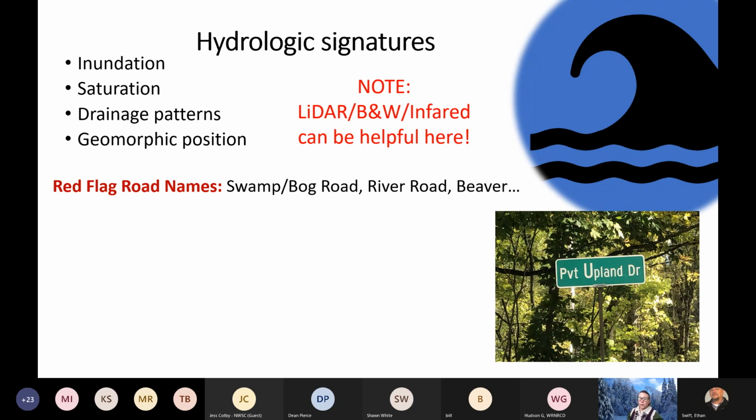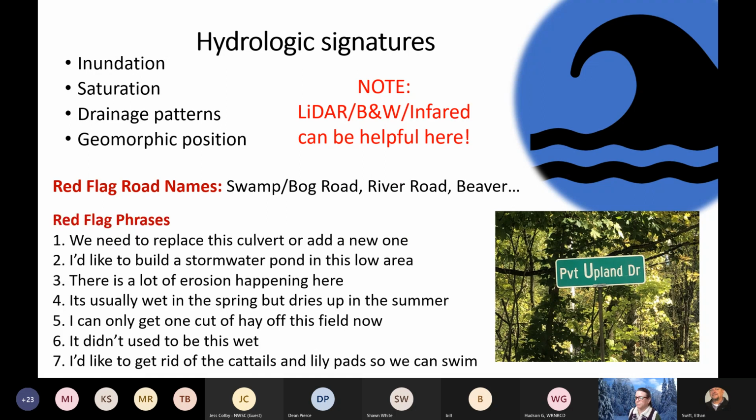Other things, if you are looking to propose a project on a road that contains the word swamp, bog, river, beaver, I can guarantee you that there is some type of wetland along that road. Where? I don't know. It could be that the whole road goes through the wetland. So think of Cornwall. Cornwall has the Swamp Road. Well, it bisects Cornwall Swamp. There's wetland on both sides of the road, the entire length of the road, compared to our cute little sign that's called Upland Drive. We probably don't have any concerns there.